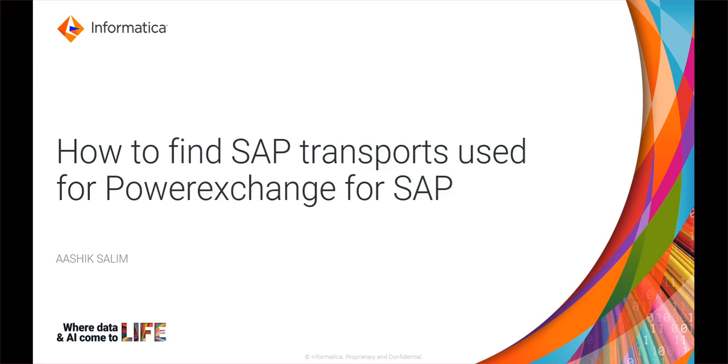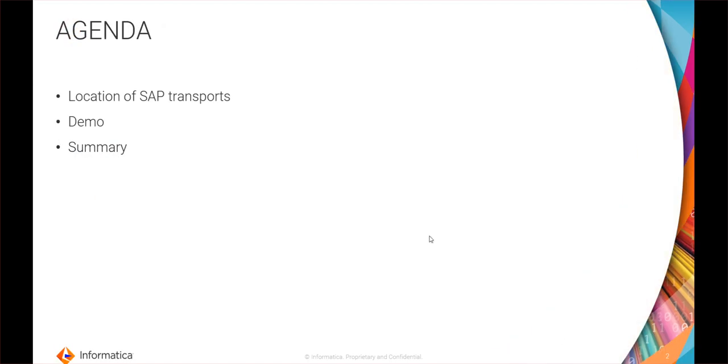This is Ashik Salim from Informatica GCS, and in this video we'll see how to find SAP transports used for PowerExchange for SAP. We already know that these SAP transports contain the function module that is necessary to extract data from SAP, whether using the Table Reader connector, static or dynamic, the IDOC connector, BW connector, or even BCI. So in this video, we will show how to download and locate these SAP transports, and a demo of the same.